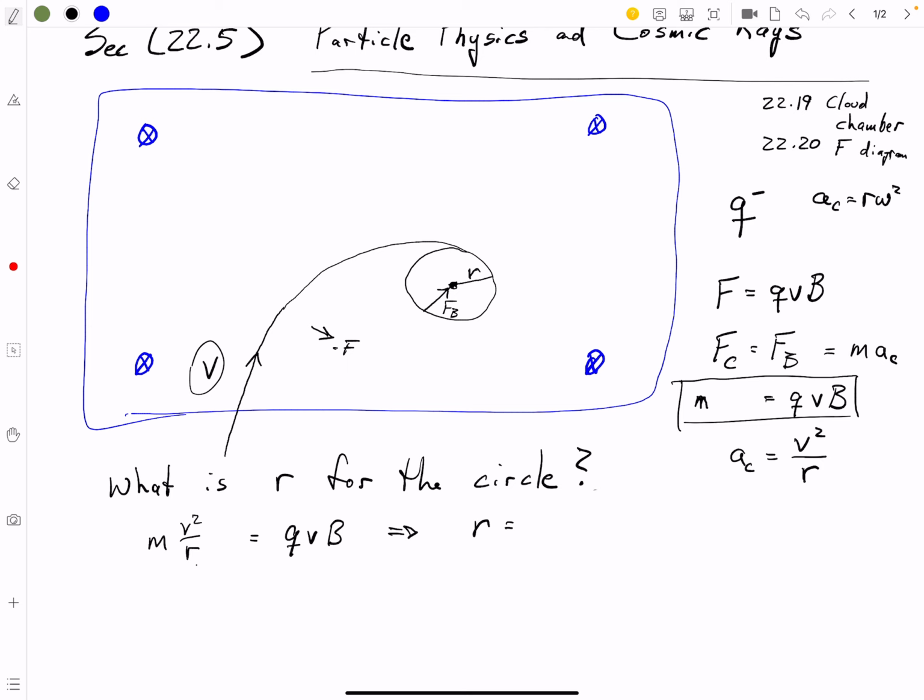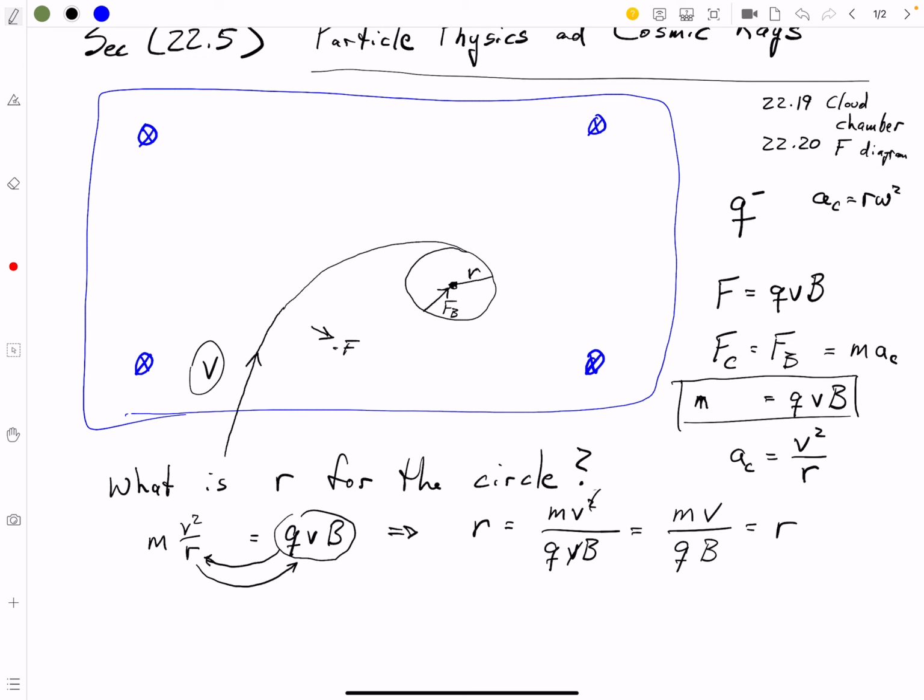We're going to take this r and move it up to that side. We're going to take all these things and move them down underneath the v squared. So we've got m v squared over qvB. We can get rid of this v and that squared, and that means that we've got r equals mv over qB. This is much simpler to see. The other way is doable, yet gives you the same answer.